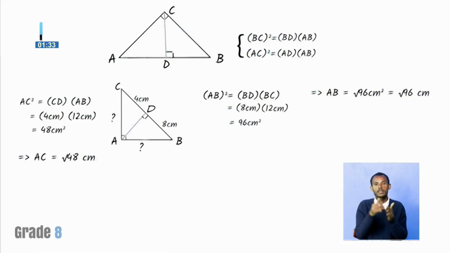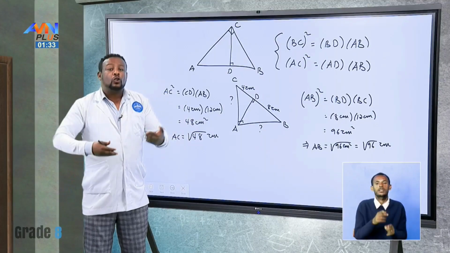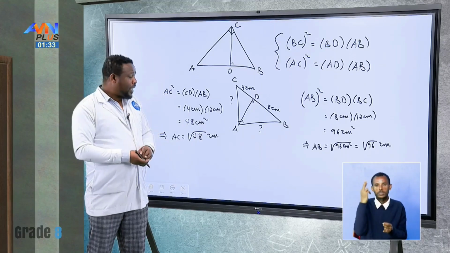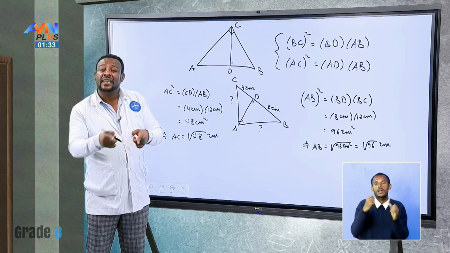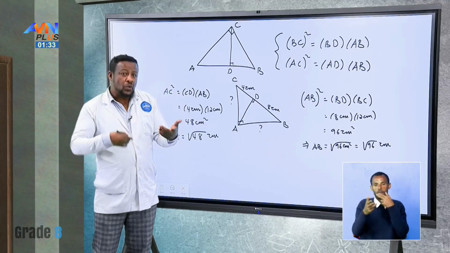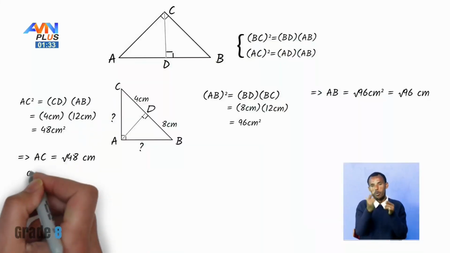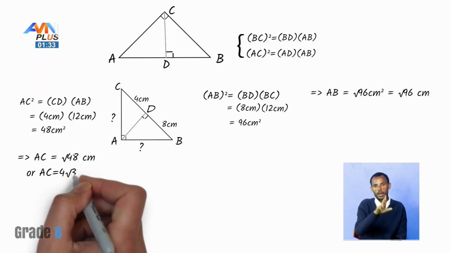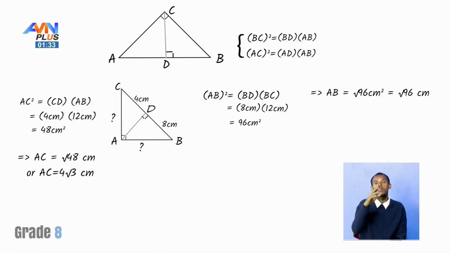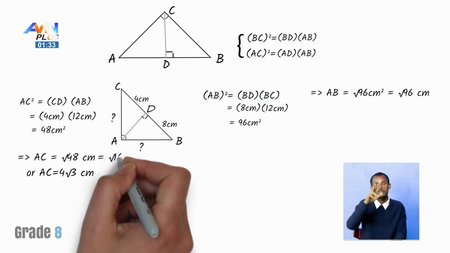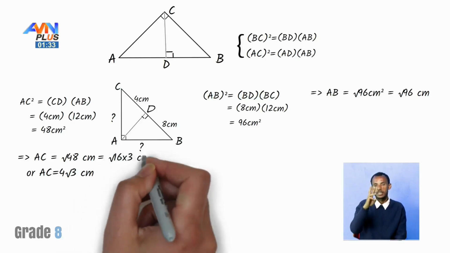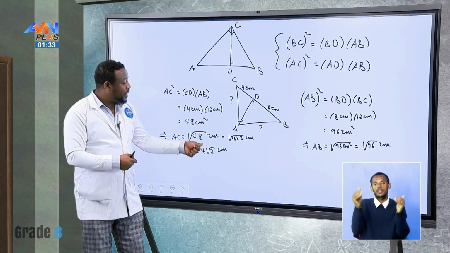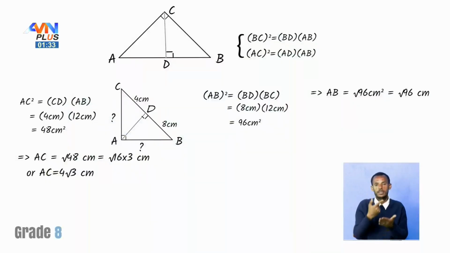So it becomes centimeter. This is the answer, but you can also rewrite the square root of 48 in different ways, because 48 can be written as 16 times 3. So the other way of writing this answer is AC equals 4 radical 3 centimeter. You know why? Because 48 is 16 times 3, and 16 can be taken out from the radical. So it becomes 4 root 3. This can be the answer, this can be the answer.